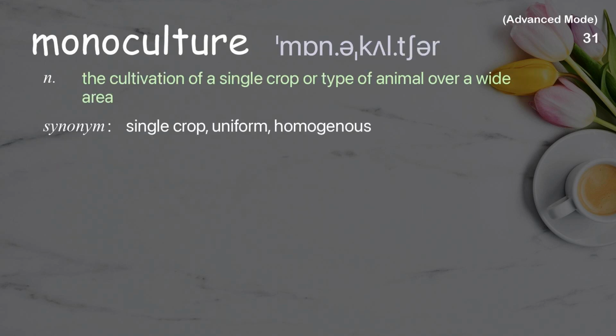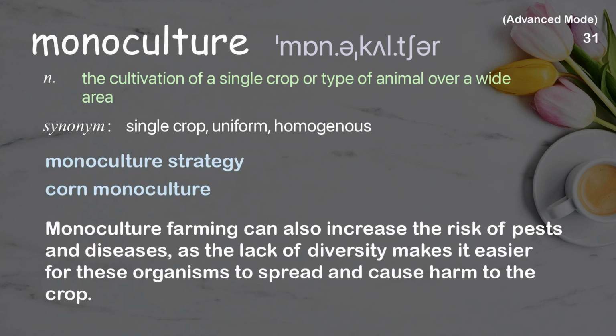Monoculture. The cultivation of a single crop or type of animal over a wide area. Examples: Monoculture strategy. Corn monoculture. Monoculture farming can also increase the risk of pests and diseases, as the lack of diversity makes it easier for these organisms to spread and cause harm to the crop.